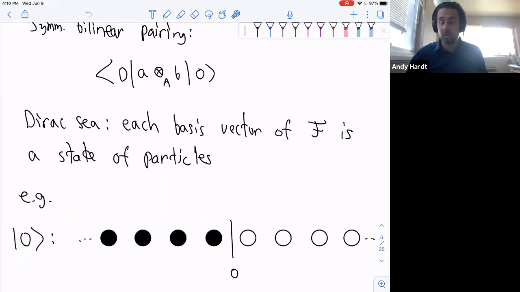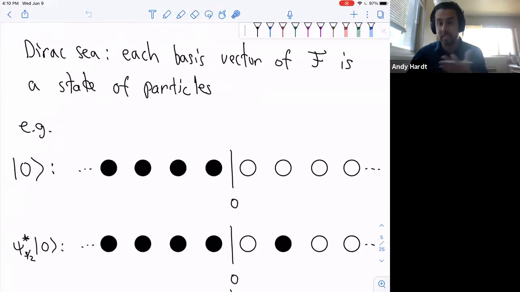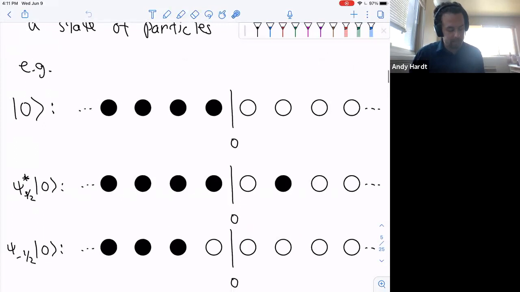And if I do a creation or deletion operator, I can create particles or delete particles. So if I want to create one at 3/2, I just do that, right? This is 0, so this is 1/2, and this is 3/2. And so I've now created a particle here. And if I want to delete a particle, say I want to delete it at -1/2, I just delete that there. And so this is the way that, when you're visualizing these operators in your head, you should visualize it as acting on the Dirac sea.